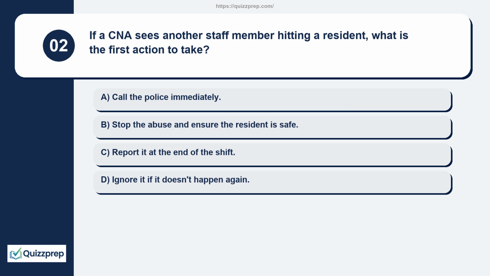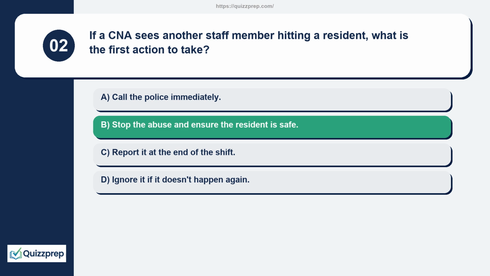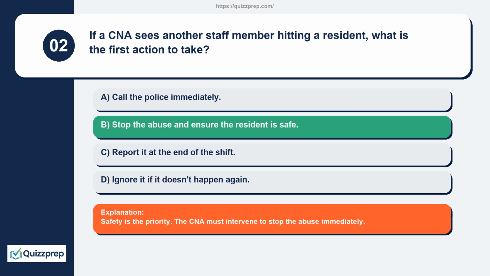Question 2. If a CNA sees another staff member hitting a resident, what is the first action to take? Call the police immediately, stop the abuse and ensure the resident is safe. Report it at the end of the shift. Ignore it if it doesn't happen again. Safety is the priority. The CNA must intervene to stop the abuse immediately.